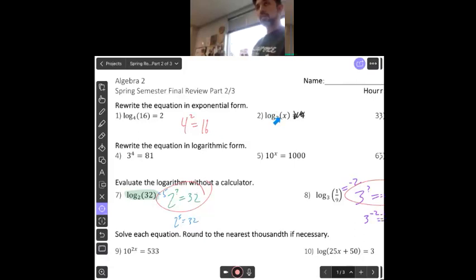Three to the what is x. Okay, so 3 to the what power is x? Well, it's 3 to the 4th power is x. Once we know what the question is, then we can answer the question. So the question is 3 to the what power is x? Well, it's 3 to the 4th power is x.